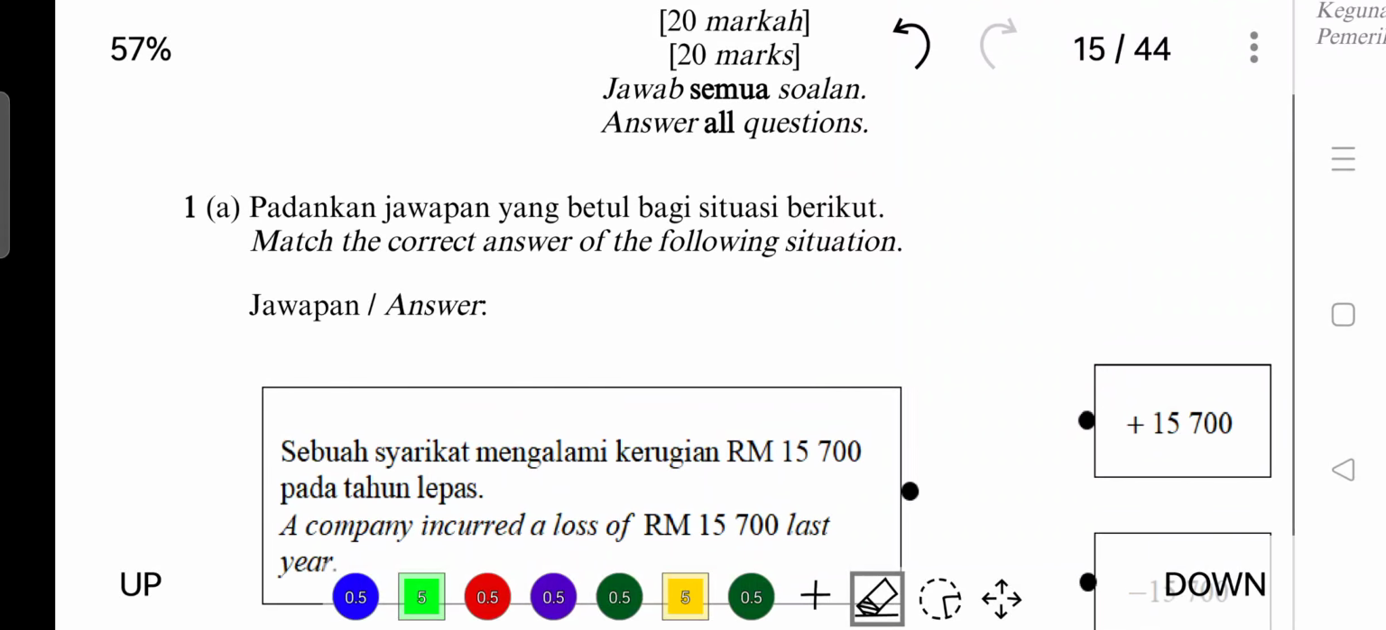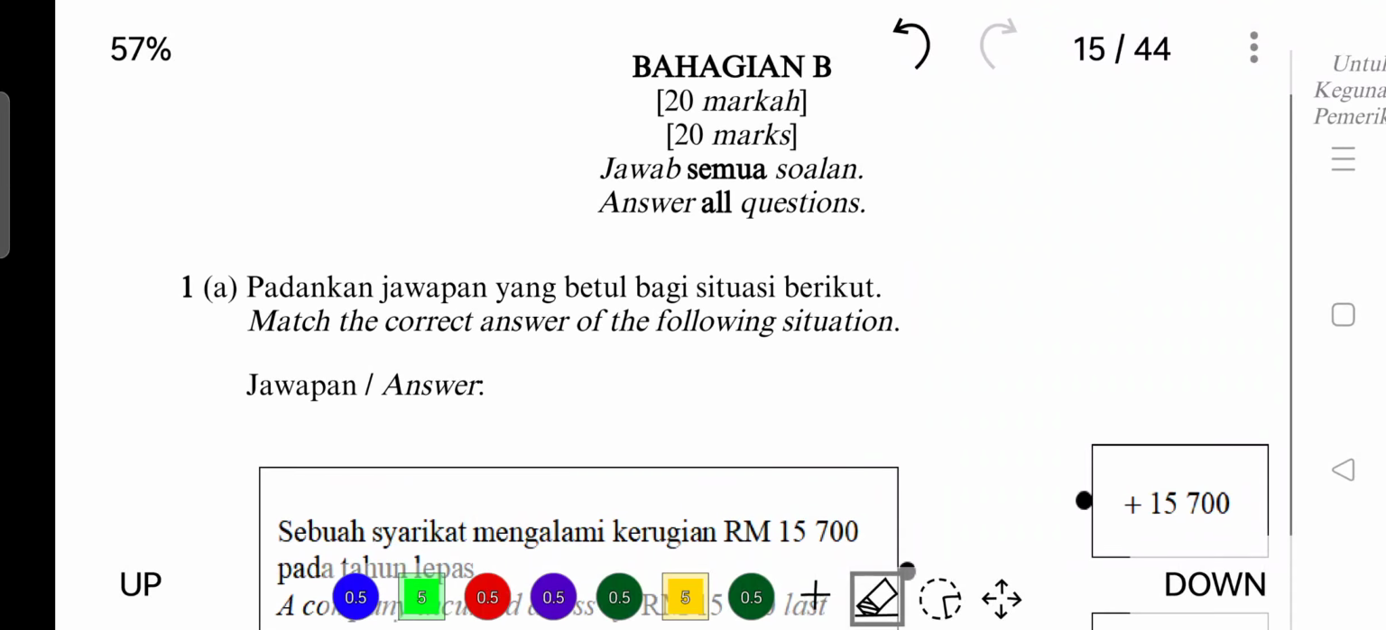But in case there are questions that you still don't understand, just circle it and leave it first till you go one circle with everything. Okay, the complete set, part A, part B, and part C.